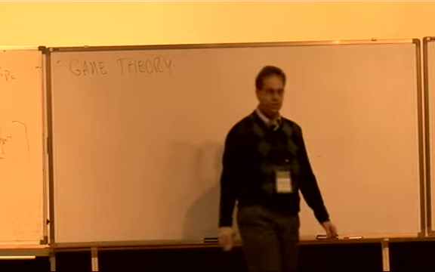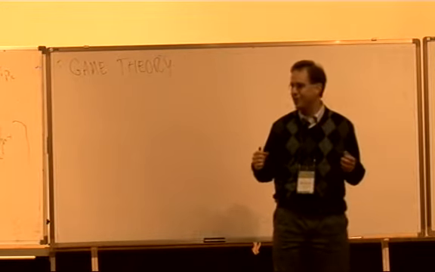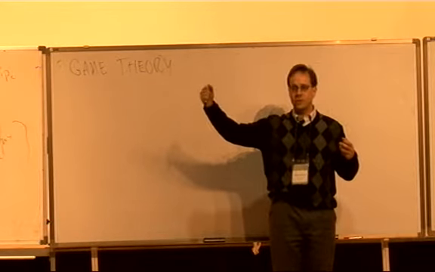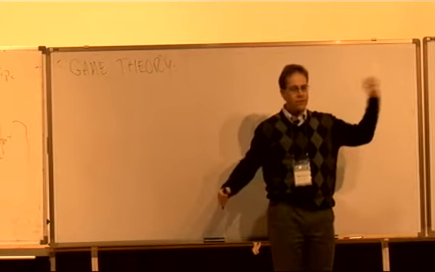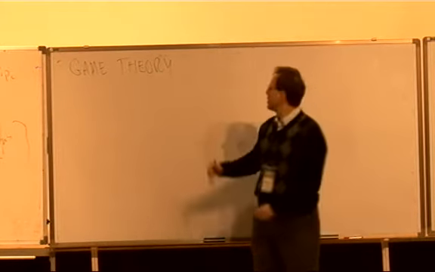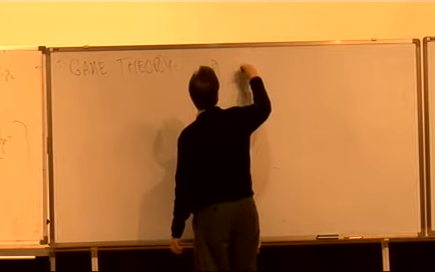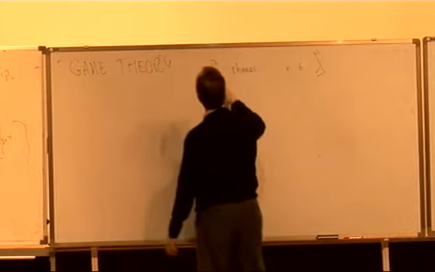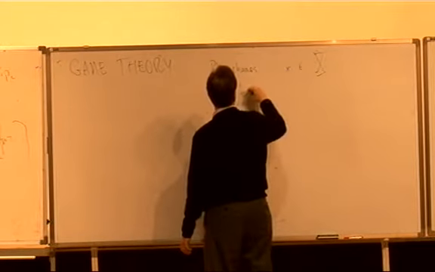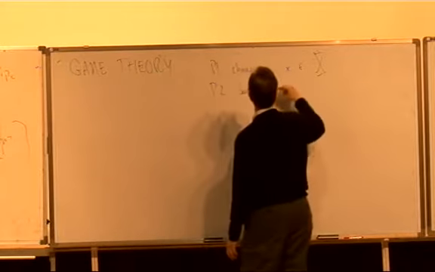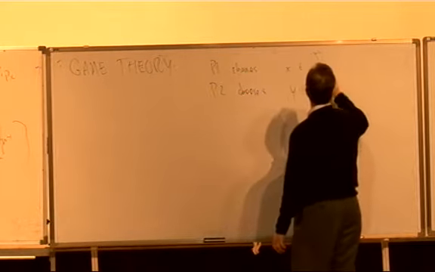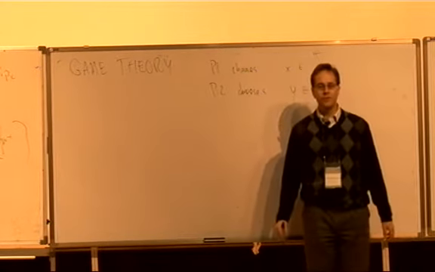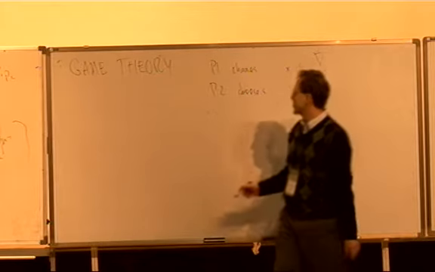So what happens in game theory, at least in two-player zero-sum game theory, is you have player one who has a certain number of strategies that he can choose from, and player two that has a certain number of strategies that he can choose from. So P1 chooses some strategy X in a space capital X, and P2 chooses a strategy Y from some other space capital Y. And then they compare strategies, and player one pays player two something, depending on which strategies were chosen.